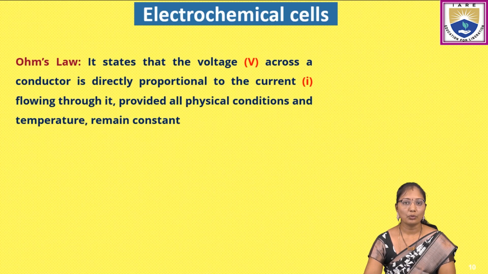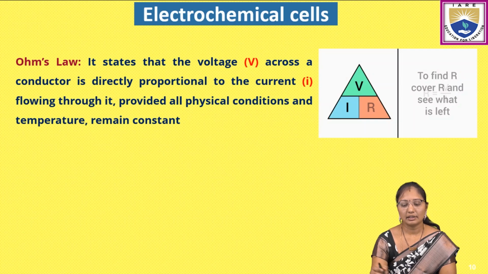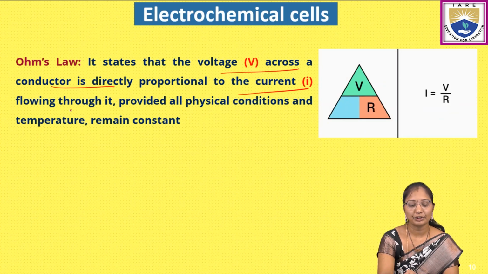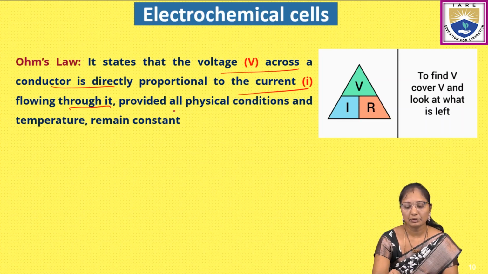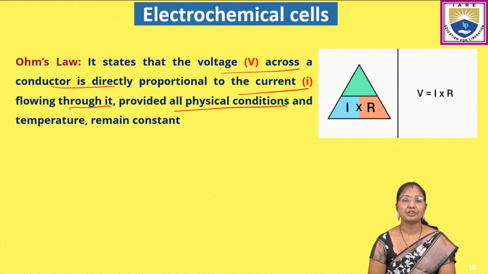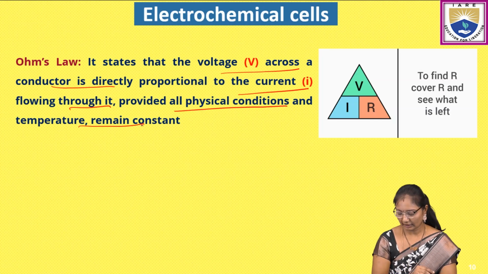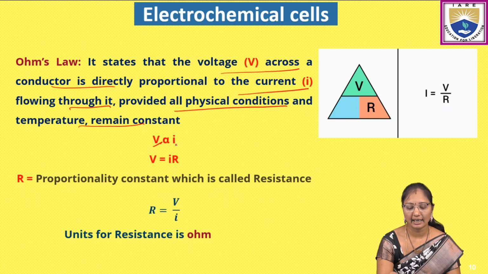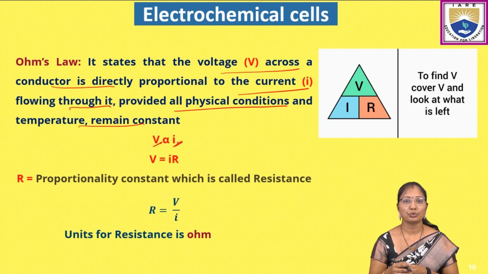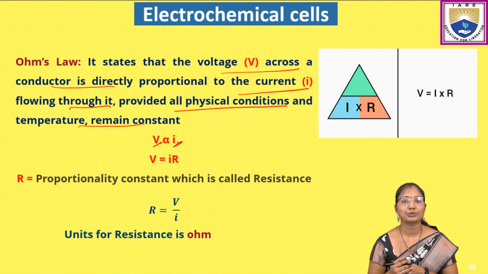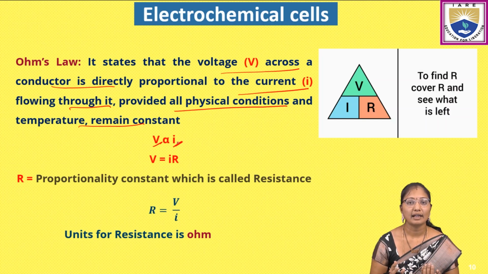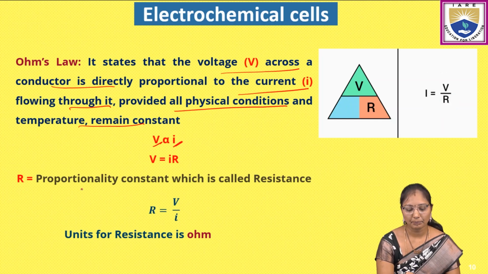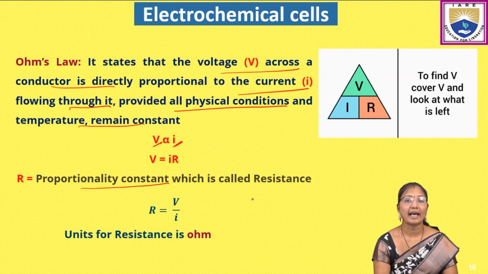Coming to Ohm's law: the voltage across a conductor is directly proportional to the current flowing through it, provided physical conditions like temperature remain constant. V is the voltage and I is the current passing through it, so V is directly proportional to I. If the voltage is high, the current flowing through it will be high. R is the proportionality constant, called resistance.